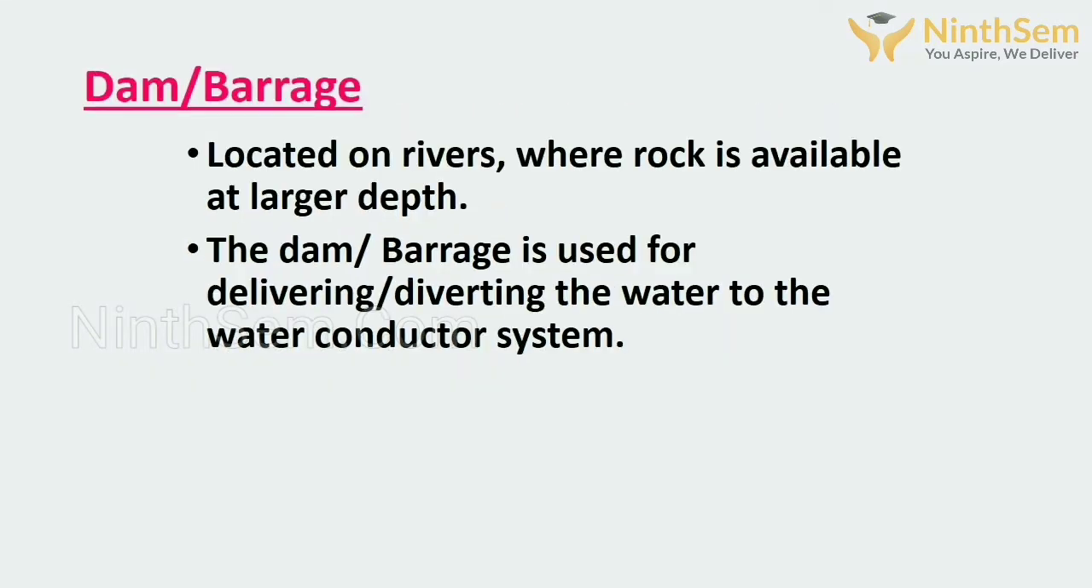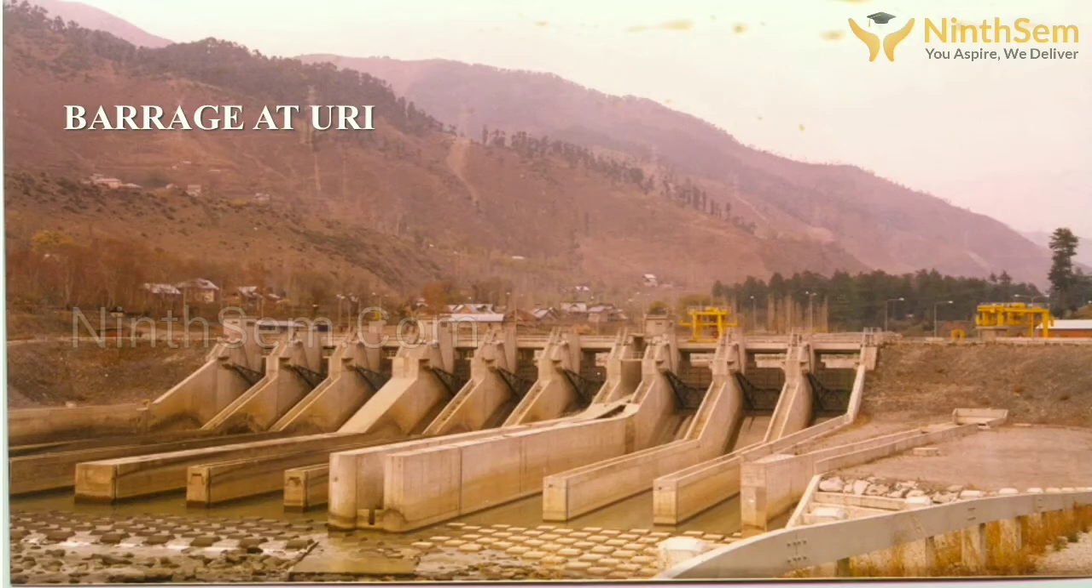Moving towards the dam or barrage or dike, it is located on a river where rock is available at a larger depth. The dam or barrage is used for delivering or diverting the water to the water conductor system. We are looking at the barrage at Uri.